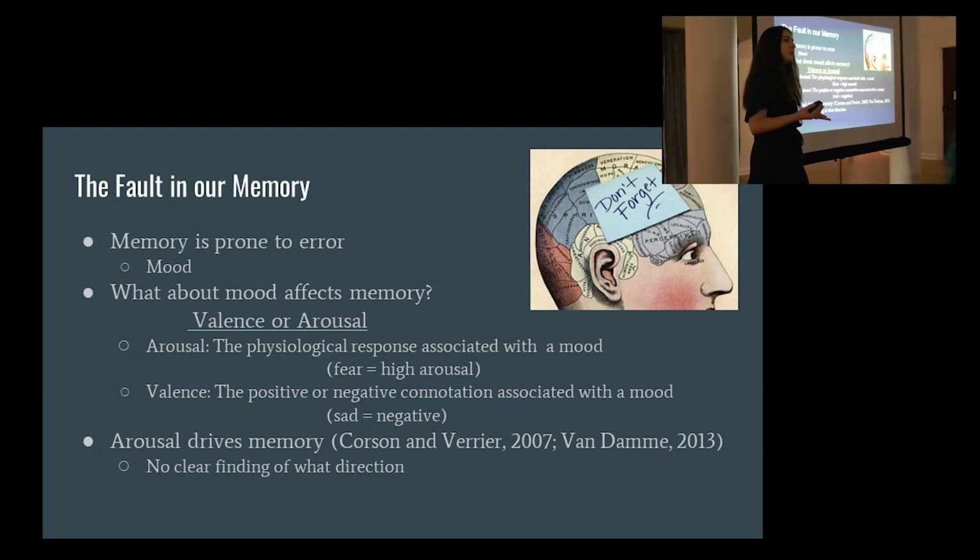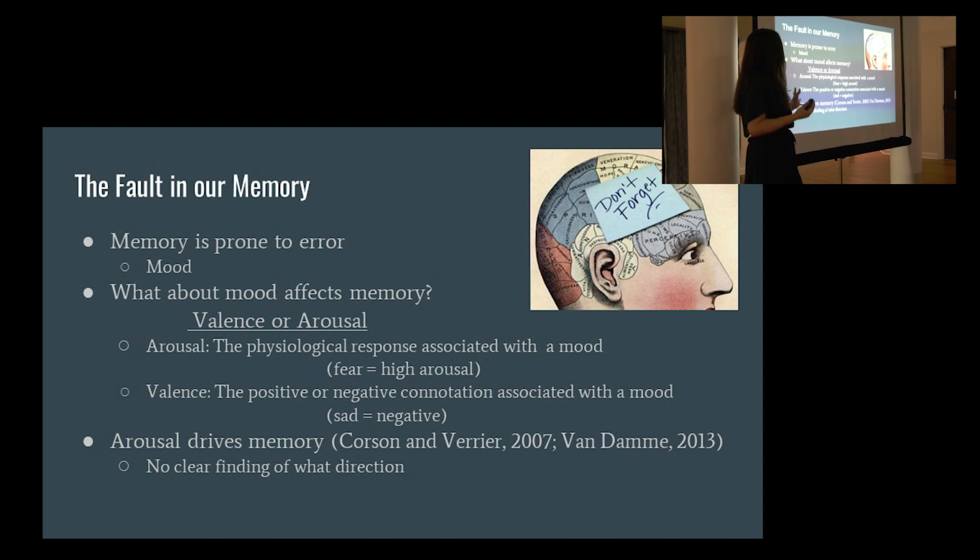And there are two schools of thought on what is driving that error. The first is valence, which is the negative or positive connotation that you associate with a given mood. So sadness, you would say, is a negatively connotated mood. Arousal is the other aspect of mood. It's the physiological response that's associated with mood. And so for a mood like fear, that would be a high arousal emotion.